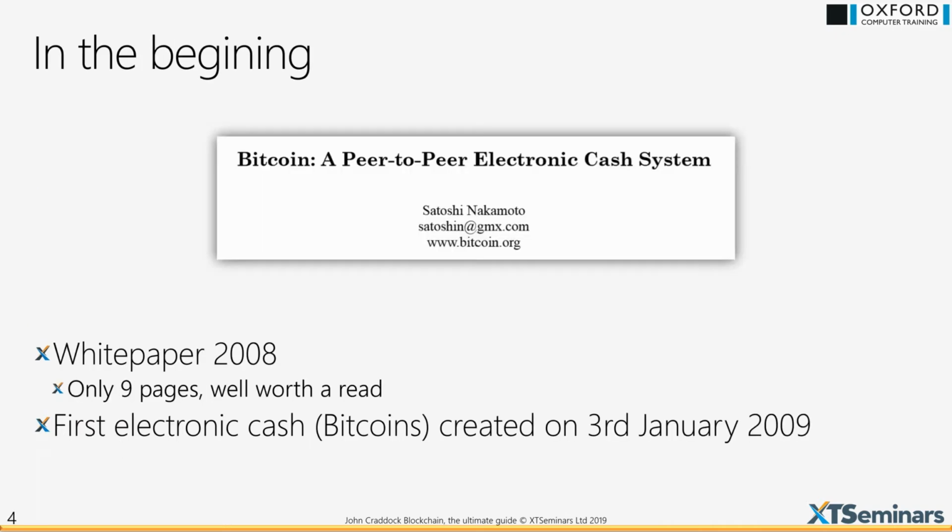In the beginning, there was a white paper, and this white paper came out from Satoshi Nakamoto. Nobody really knows who Satoshi Nakamoto is, but the white paper was about a peer-to-peer electronic cash system. The white paper is actually only 9 pages long, and it's well worth a read. If you don't like reading about cryptography, you can leave those few references out as you read it. So I'd highly recommend reading that paper. The first Bitcoins were actually created on the 3rd of January 2009.